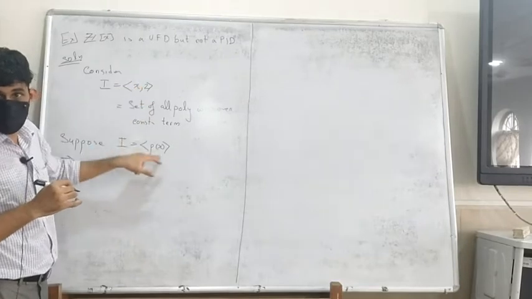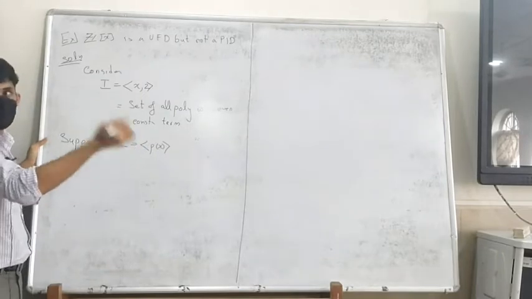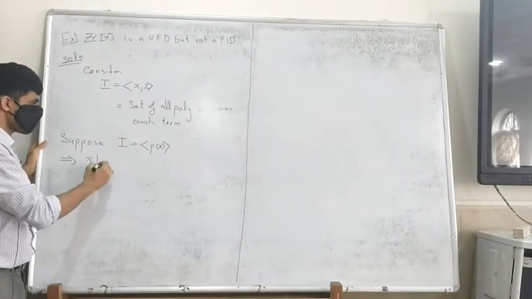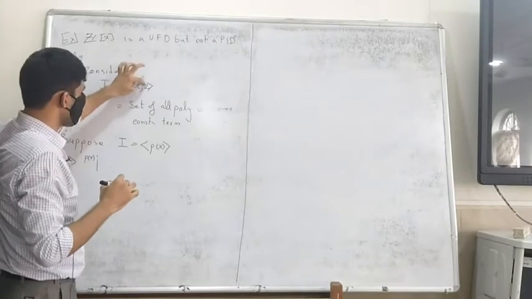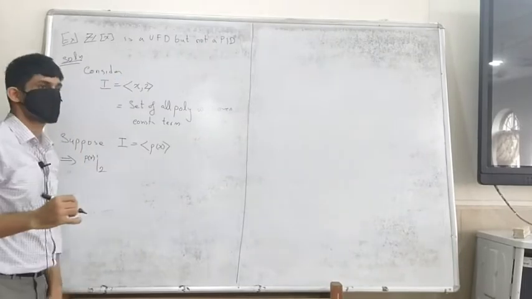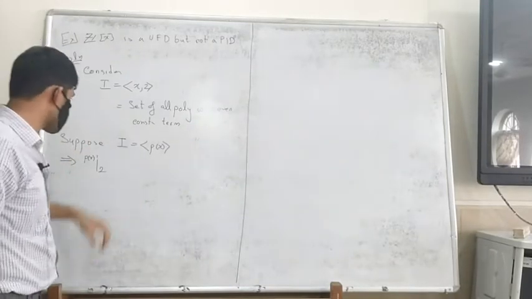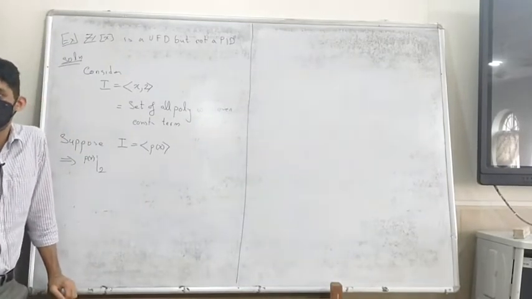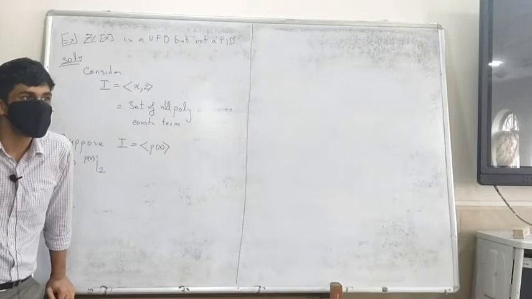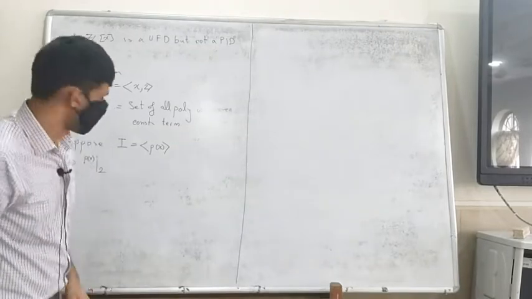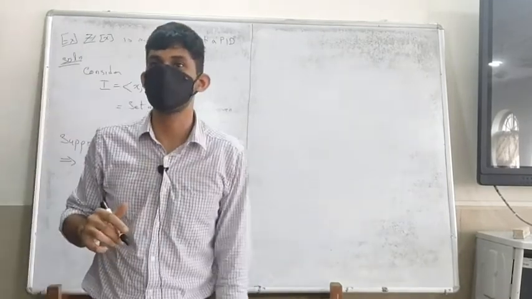What does it mean to say that x is in this? That means you can write x as p(x) times something, or in other words, p(x) divides x. Actually, what I want to use here is that p(x) divides 2. So let me say that. Now what are the possible divisors of 2 in Z[x]?